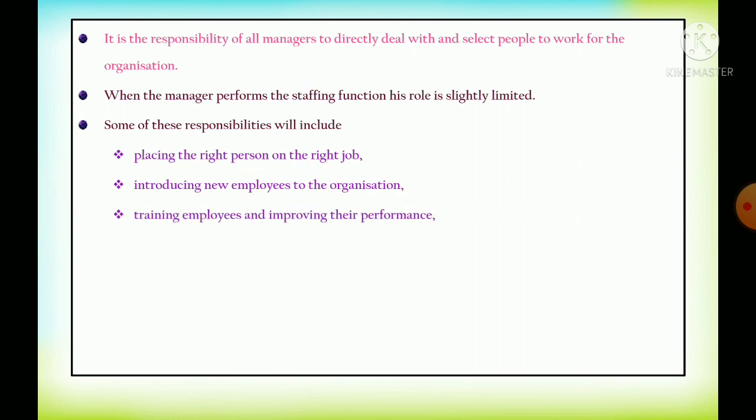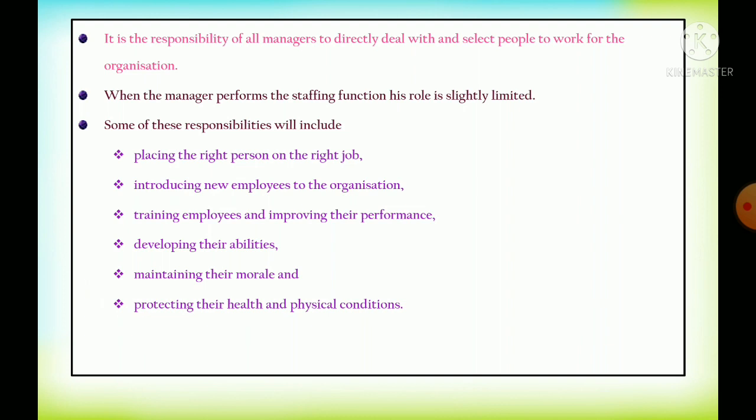Training the employees and improving their performance: one of the biggest tasks of all the managers is training the employees whenever they have confusions, and improving their performance by guiding them and giving instructions. Developing their abilities by providing career development opportunities to the employees. Maintaining their morale, that is the self-confidence and self-esteem of the workers. So they have to maintain the morale of the workers.